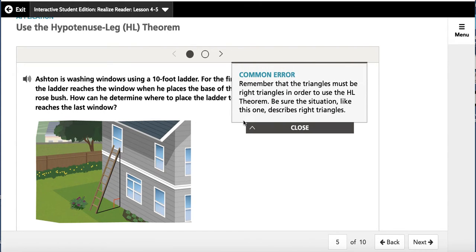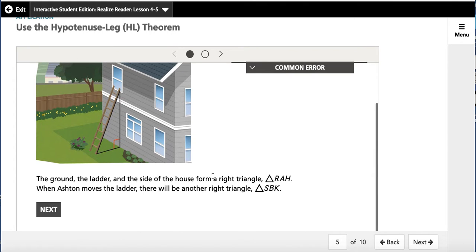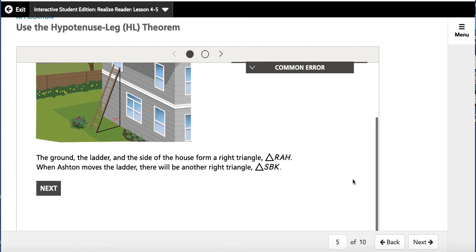Common error. What we're going to discuss are for right triangles, so be sure that you're dealing with right triangles. We have the house and the ground, which in 95% of the homes is a right angle. The ground, the ladder, and the side of the house form a right triangle. When Ashton moves the ladder, there'll be another right triangle.